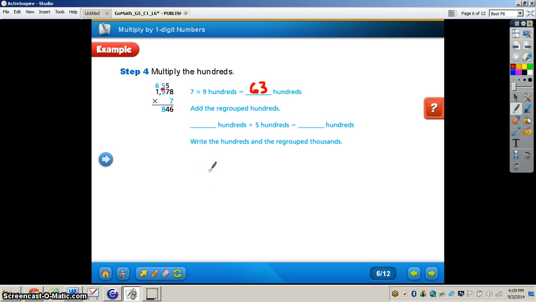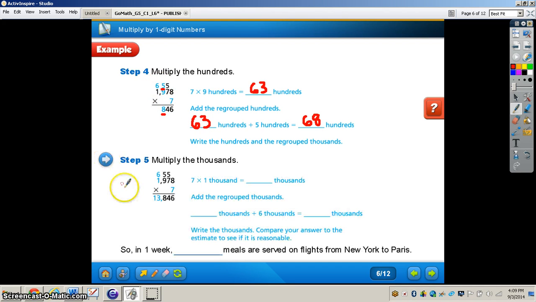Now our next step is to add the 5 that we regrouped. So we have 63 hundreds plus 5 hundreds is going to give me 68 hundreds. What I do, you can see here, put the 8 in the hundreds place and carry my 6 to the thousands place. Now we're multiplying 7 times 1,000.